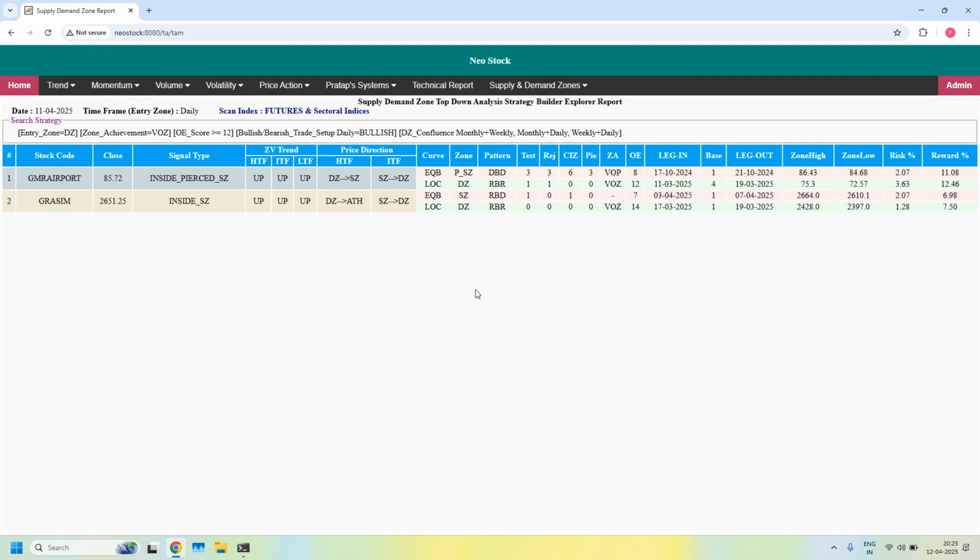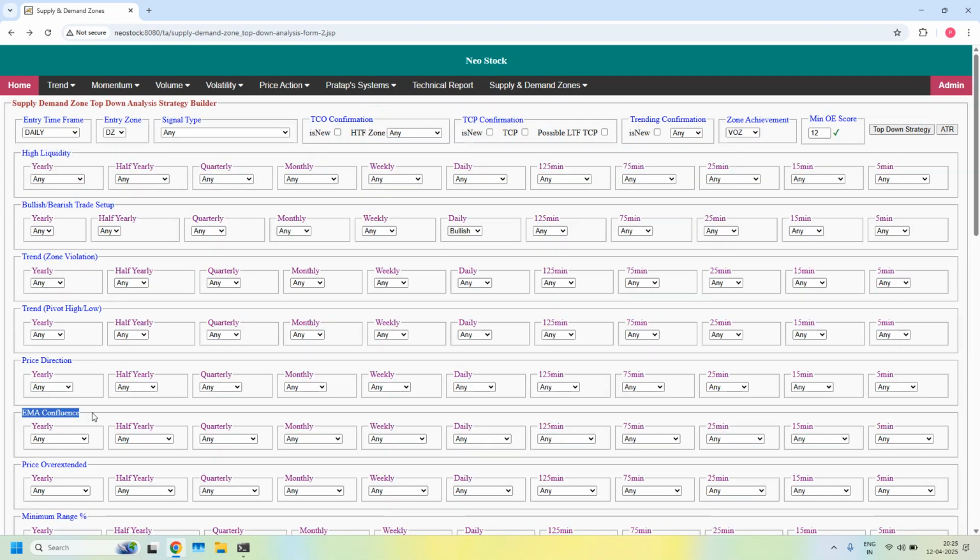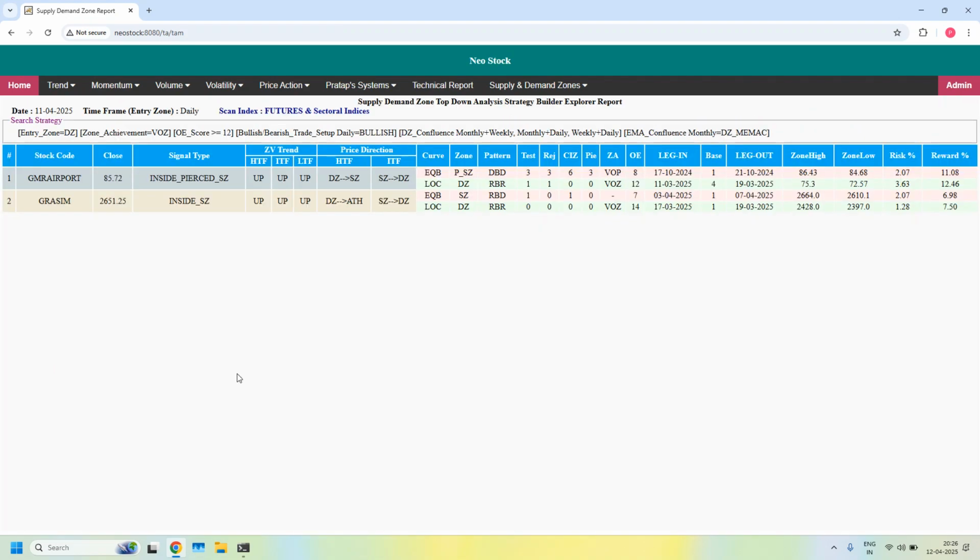Remember, it is only a probability game. We can't guarantee anything in the stock market, you should not forget that. Based on probability, we take our chances. So what we are doing, we are setting EMA confluence on the monthly time frame, applying the filter of whether the monthly demand zone is having monthly EMA confluence or not. Both stocks are filtered, because both are having monthly trend as uptrend. That means both these stocks have an even higher probability to succeed.